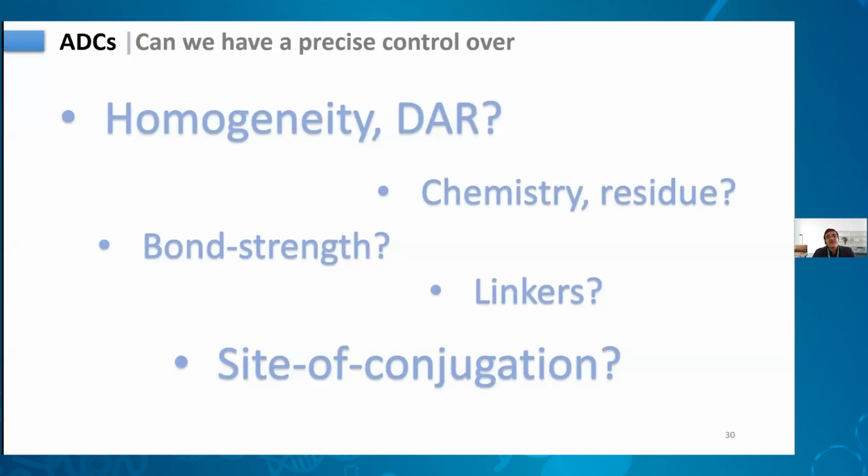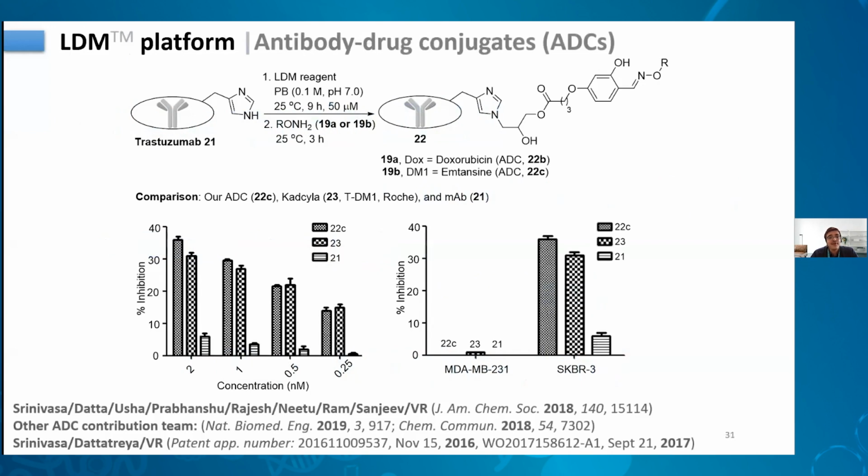Now, we are looking into the LDM platform for addressing some of these challenges, to be precise. So let me give you one representative example that we developed for LDM that is used for histidine modification. The monoclonal antibody of our choice was trastuzumab in this case, and we also selected DM1 as the toxin. Now, the basis of this choice was to make sure that we can make a head-to-head comparison with Kadcyla, which is the FDA-approved drug from Roche.